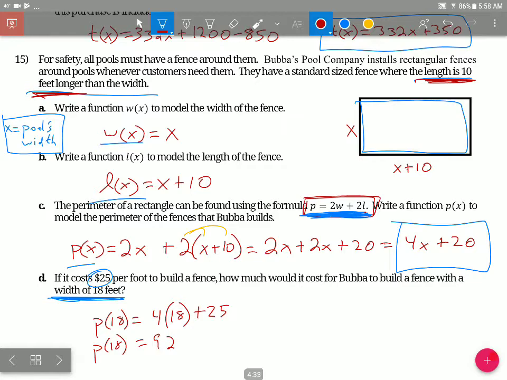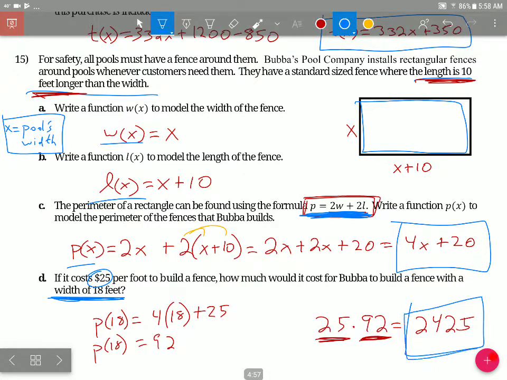But they want to know what the cost is. Well, if it's $25 per foot, it's simply 25 times 92, because that's how much you need, that's how much it costs. So 92 times 25 is $2,300. Which, for a 92-foot fence, that's actually not unreasonable. Because the wood adds up. All right? All right, that's number 15.